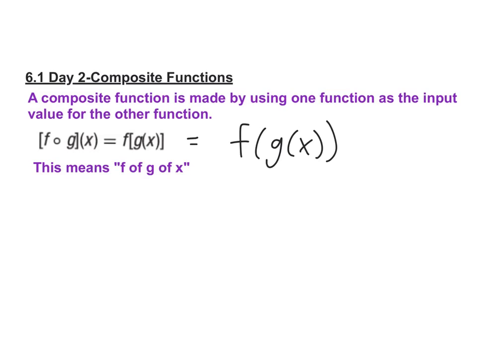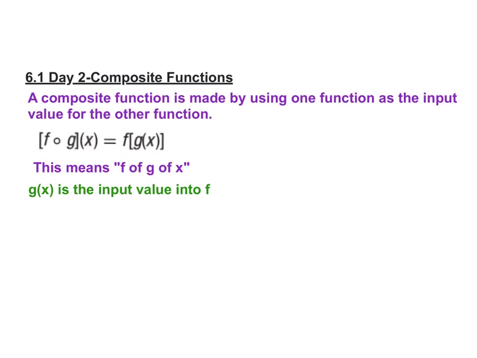Before, for f of 2, the input value was 2. But now the input value is going to be a whole other function, g. What this means is g of x is the input value into f. So when we get to a problem like this, let's try to understand what this means, and think back to the problem where we inputted 2. This other function g of x is going to be the input value. That's what we're going to substitute in for x in f, just the way we did with the 2.